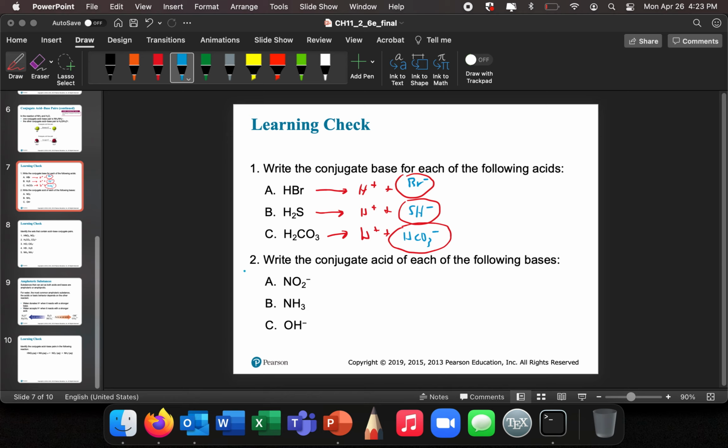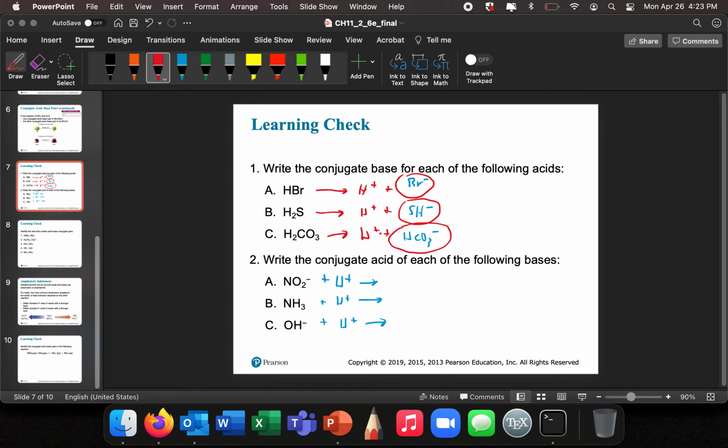Now write the conjugate acid of each of the following bases. And so what we're going to do in this case is we're going to say, well, if I add a proton to it, because a base accepts a proton, right? What's it going to be? Pause the video here and make a guess for each of these. Or not a guess, right? Make your educated guess.